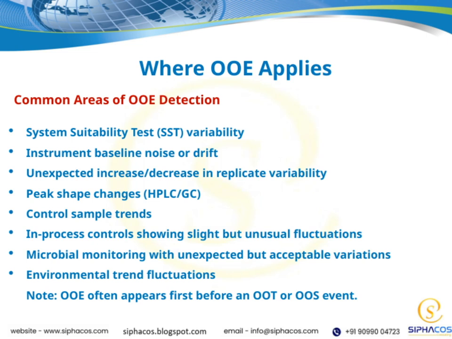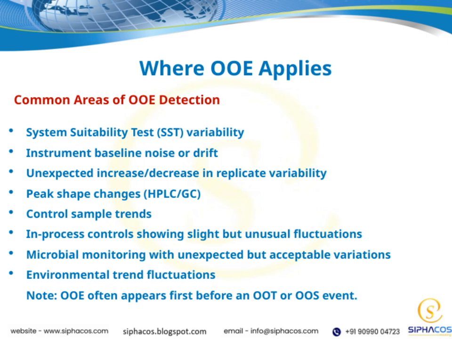Unexpected increases or decreases in replicate variability might indicate issues with precision or consistency during your testing process. Changes in peak shape, especially in HPLC or GC analyses, can signal problems with separation or detection. Monitoring control sample trends is also key. If you notice unusual fluctuations here, it could point to underlying issues. In-process controls showing slight but unusual fluctuations are another red flag to watch for.